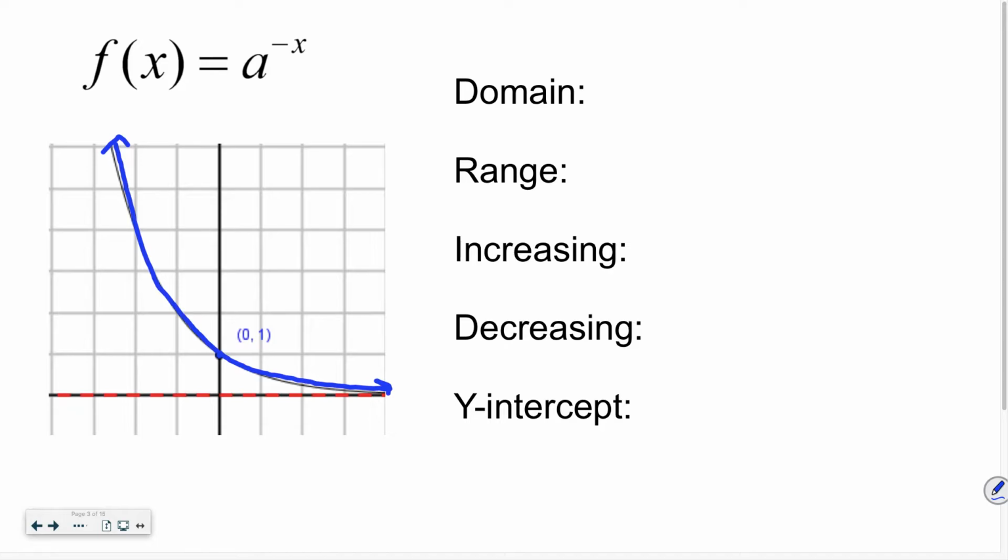All right, because our exponent, which we like to think of as our rate, is negative. Every other feature about the graph stays the same. We have that horizontal asymptote. We have that y-intercept of (0, 1). But now we're decreasing instead of increasing. That's the only thing that changes.